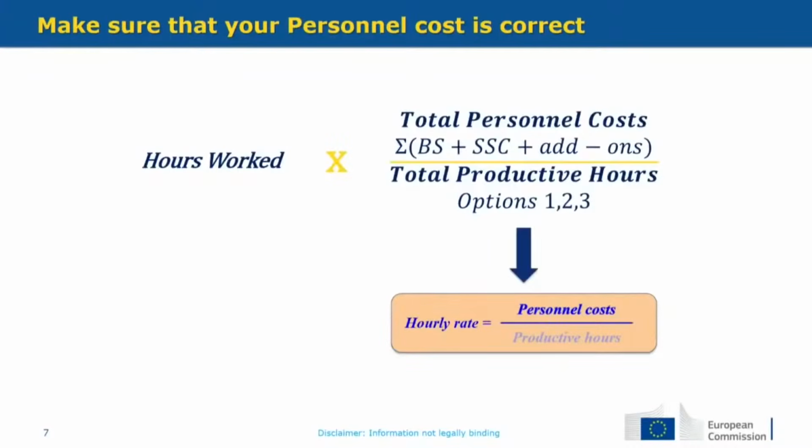For the personnel cost calculation, the method is to multiply the hours worked coming from the timesheets with the total of personnel cost, basically basic salary, social security contributions, and add-ons, divided by the total productive hours obtained by using the options explained earlier, 1, 2, and 3: basically fixed number of hours, individual productive hours, or standard productive hours. This second part of the equation is called the hourly rate.